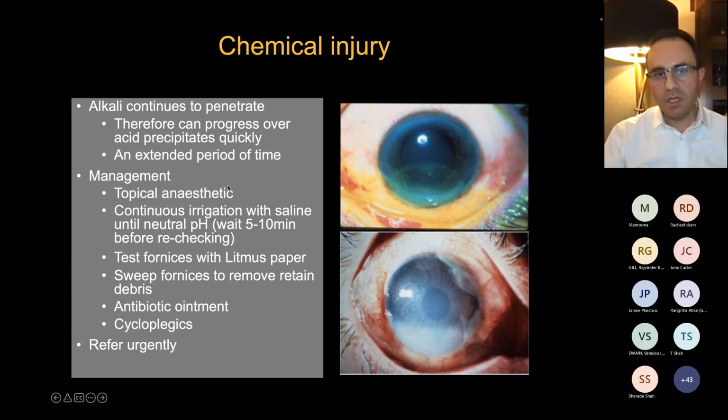And if the patient lives in a slightly remote area, I would definitely encourage all the GPs to wash the eye if they have the facility at their GP surgery before sending, because making the pH neutral can be extremely useful before sending the patient to us.